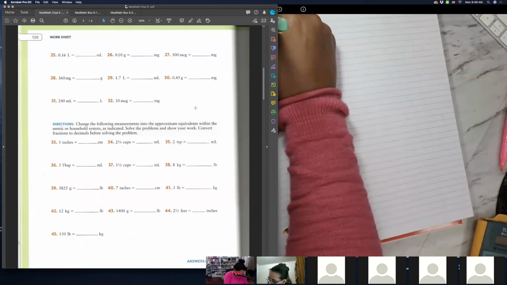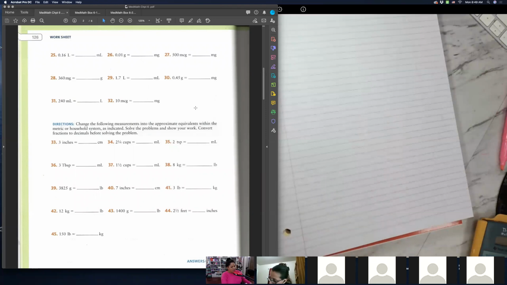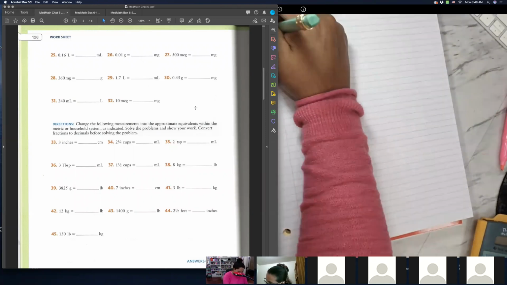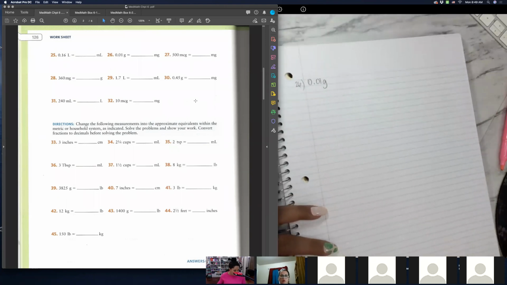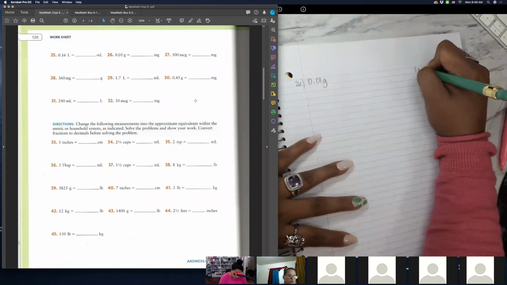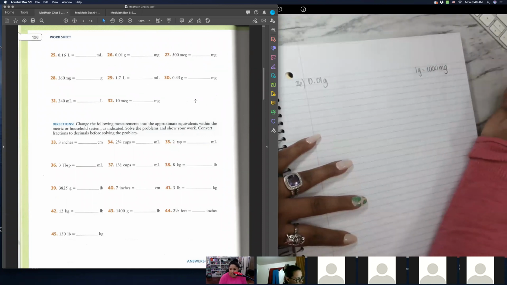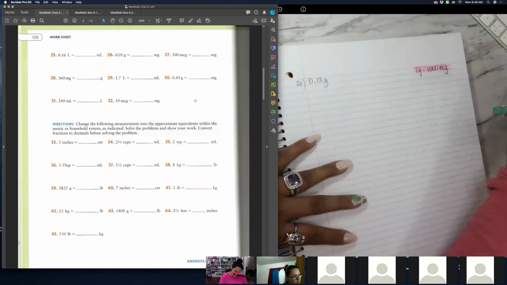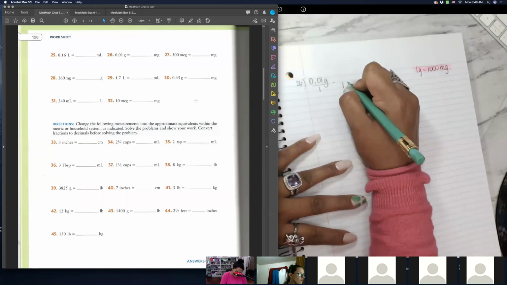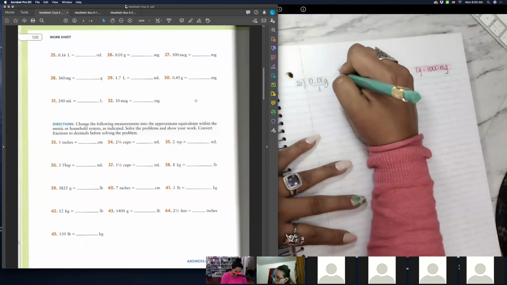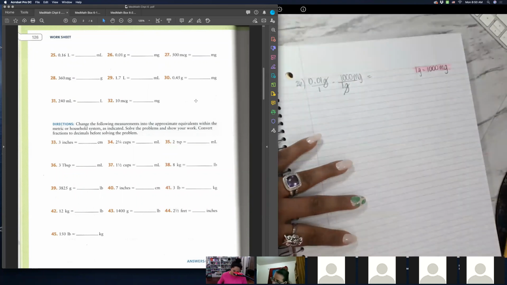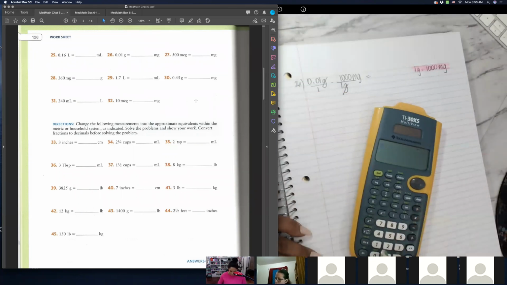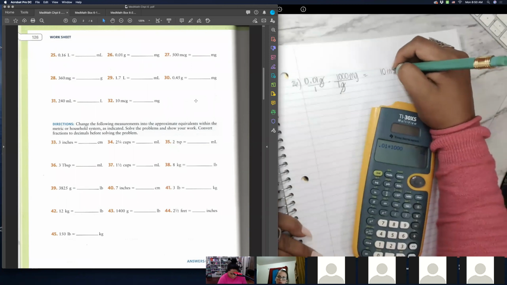26 is 0.01 grams, and we're going to convert that to milligrams. So again, 1 gram equals 1,000 milligrams. Put this over 1. Our 1 gram goes in the bottom, so our unit can cancel, and 1,000 milligrams on top. Units of grams cancel, and then you just take 0.01 times 1,000, and that's going to give us 10 milligrams.